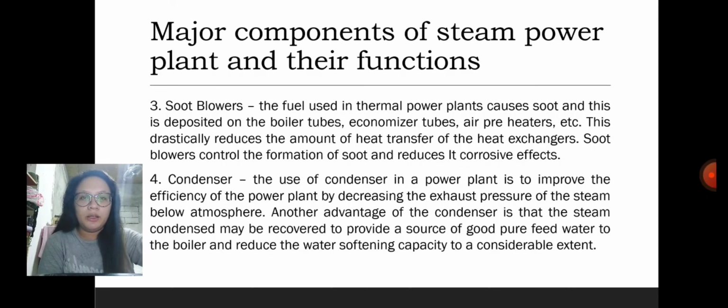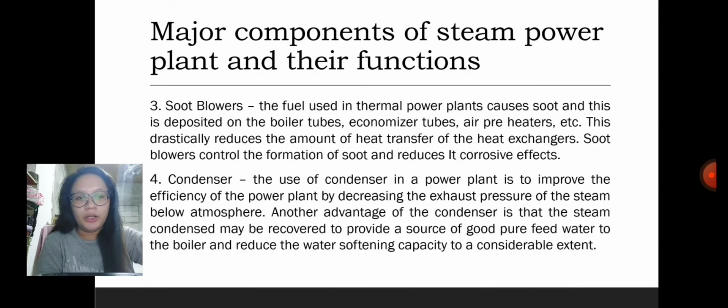Number 3. The soot blowers. The fuel used in thermal power plants causes soot, and this is deposited on the boiler tubes, economizer tubes, air preheaters, etc. This drastically reduces the amount of heat transfer of the heat exchangers. Soot blowers control the formation of soot and reduce its corrosive effects.